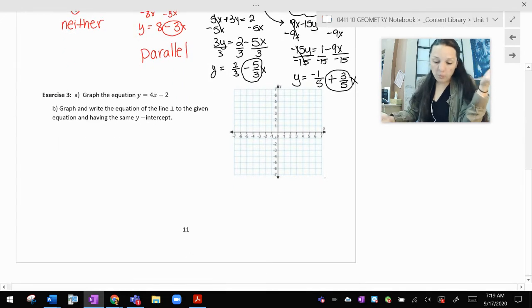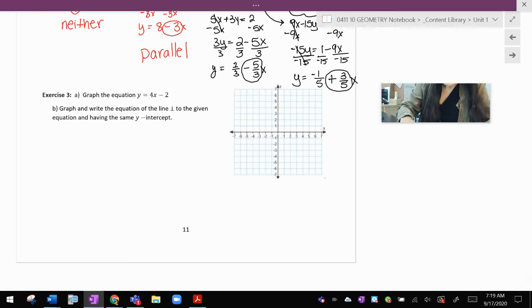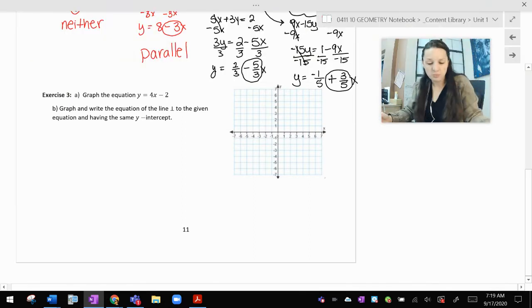Number 3, graph the equation y equals 4x minus 2. Graph and write an equation of a line perpendicular to the given line having the same y-intercept. I'm going to do it in an opposite order because I can, and nobody's here to stop me. Instead of graphing it first, I'm just going to do the algebra on this one.